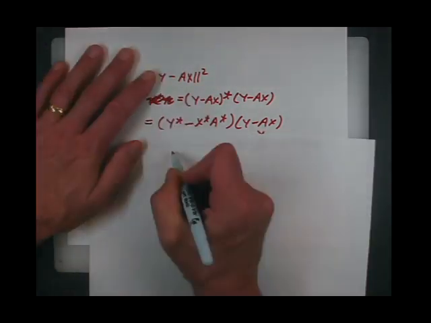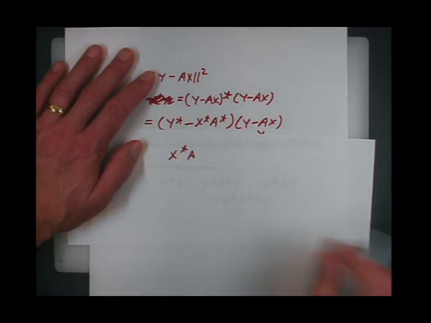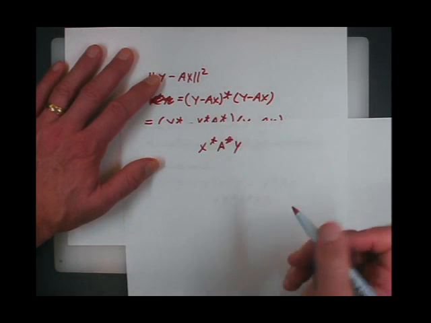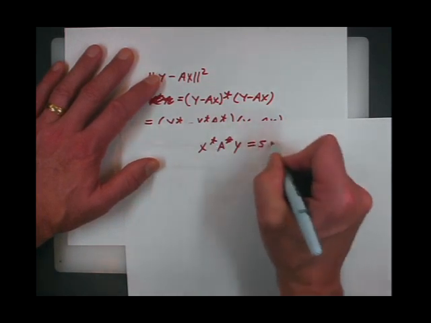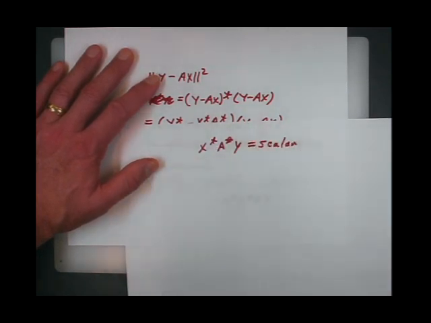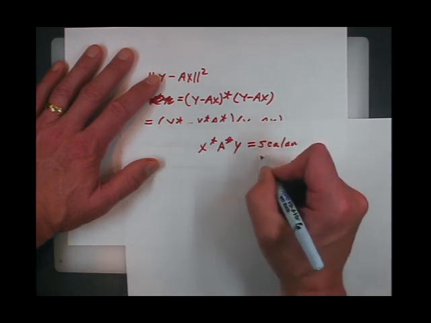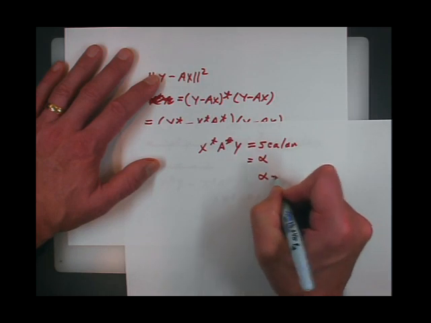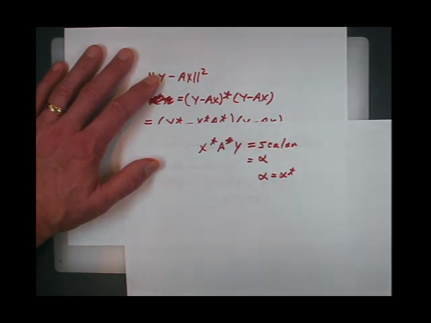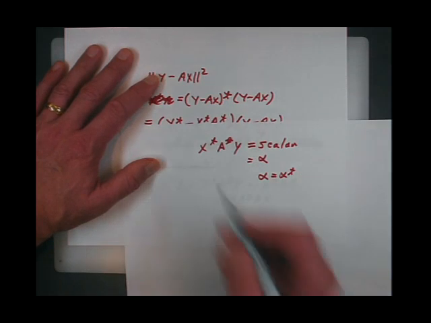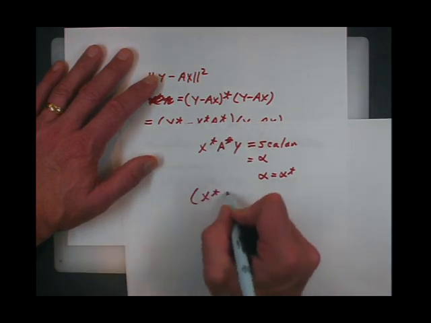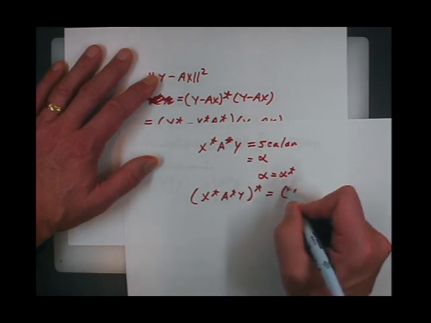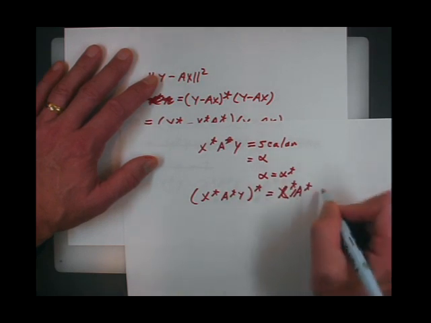So let me just do that quickly. If I have x transpose A transpose y, that's a scalar, right? So let's say it's some variable, alpha, okay? Now, if I have a scalar, alpha equals alpha transpose, because the scalar is equal to its transpose, trivially. So therefore, we know that x transpose A transpose y, if we transpose it, has got to be equal to itself.